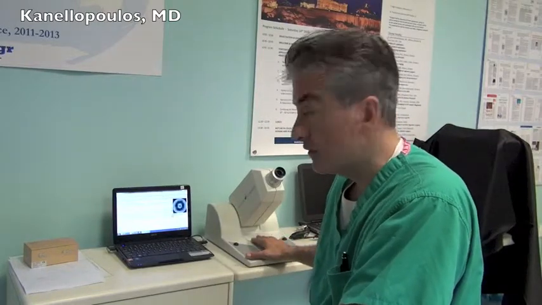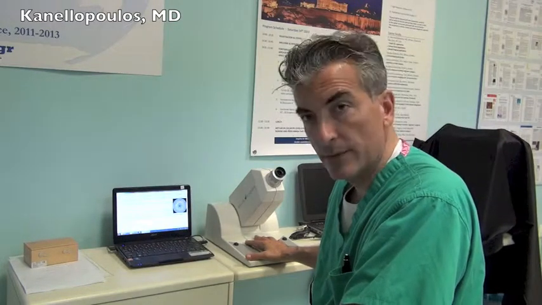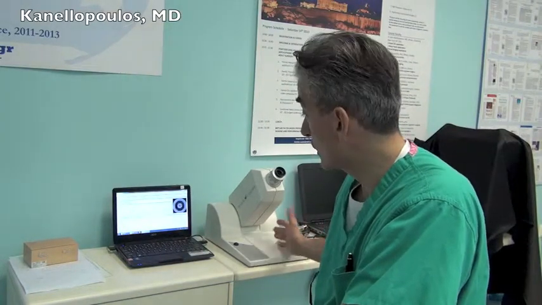It's my pleasure to introduce and try and explain to you this very simple and, in our opinion, very helpful device. The Quant is an ocular scatter measuring device, and it's quite simple.